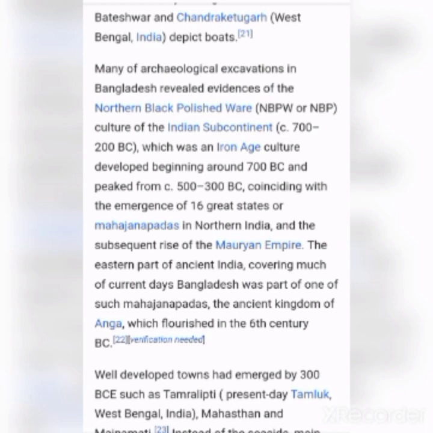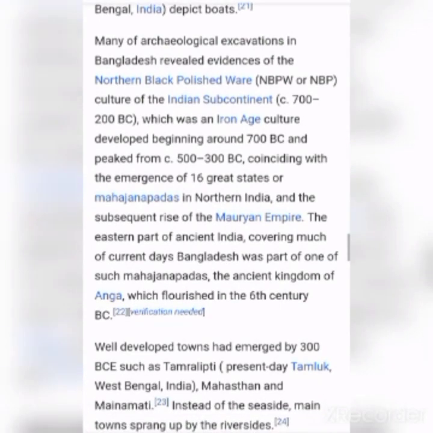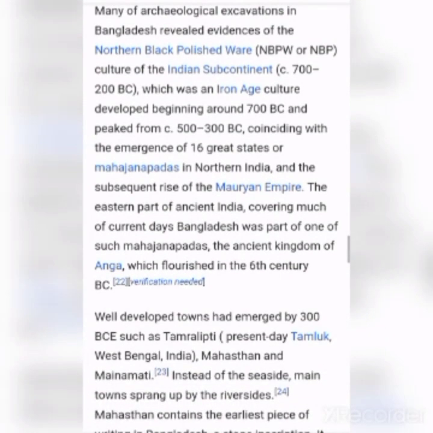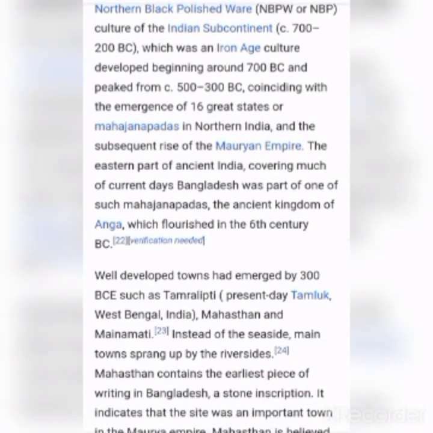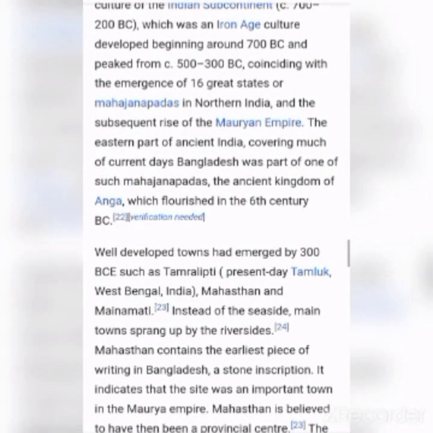The eastern part of ancient India, covering much of current-day Bangladesh, was part of such Mahajanapadas, the ancient kingdom of Anga, which flourished in the 6th century BC.